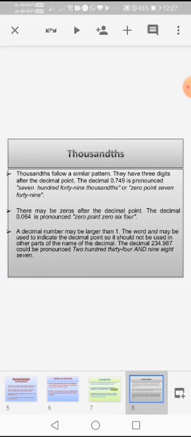There may be a 0 after the decimal point. The decimal 0.064 is pronounced sixty-four thousandths, or zero point zero six four. A decimal number may be larger than 1. The word 'and' may be used to indicate the decimal point, so it should not be used elsewhere in the names of the decimal.